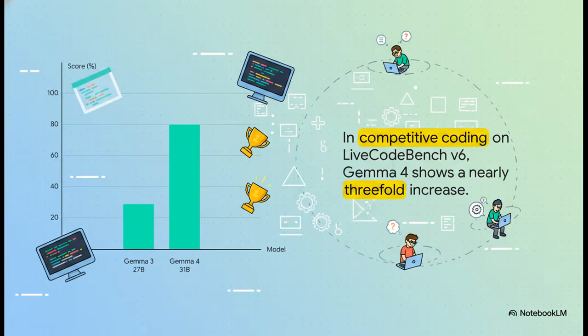And it's not a one-trick pony. Check this out. For coding. In competitive coding, which is super, super hard, Gemma 3 was at about 29%. Gemma 4, it rockets up to 80%. That's almost triple the performance. This shows a huge improvement in actually solving problems and writing code, which, as you know, is a massive deal for developers.